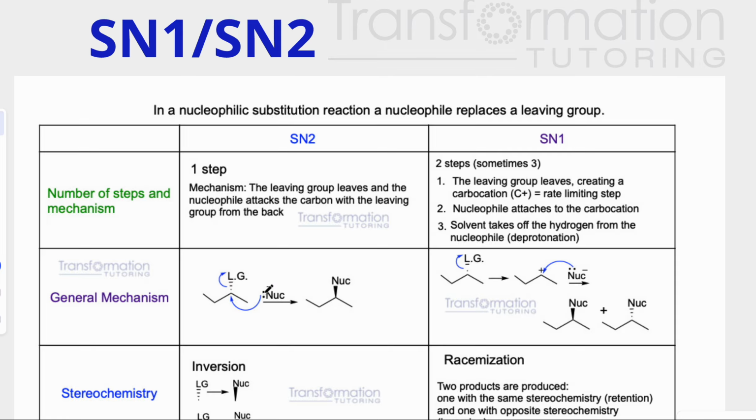At the same time, the nucleophile will attack the carbon that had the leaving group from the back. So you will show an arrow from the electrons on the nucleophile to the carbon that had the leaving group from the back. And as you can see, we will replace the leaving group with the nucleophile in this reaction.